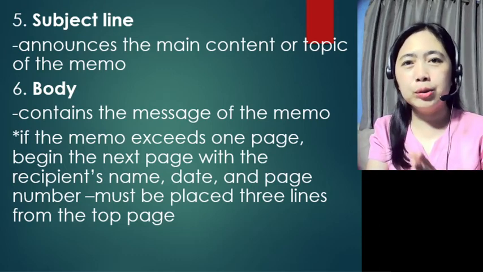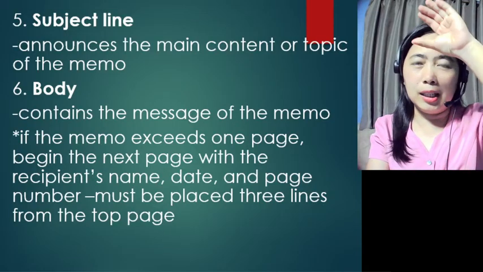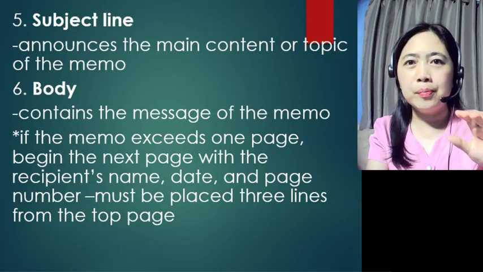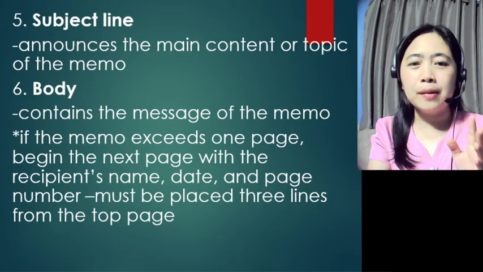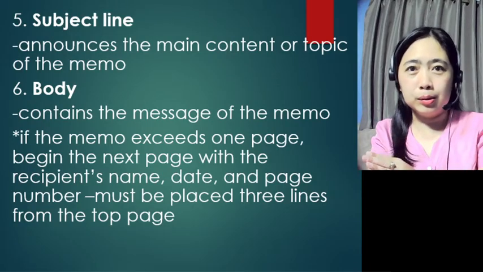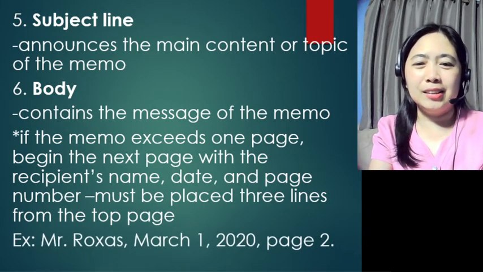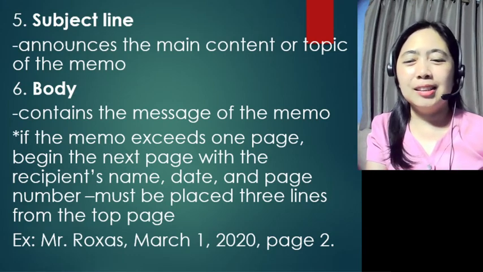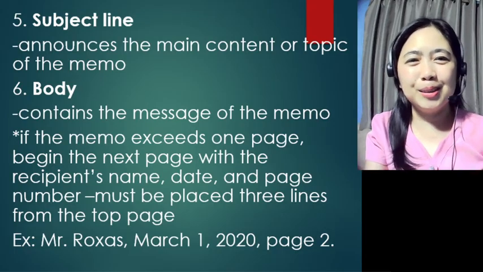If you have to write the second page, then you count 3 lines from the memo head, 1, 2, 3, and then you start the continuation with the recipient's name, date, and page number. So it must be placed 3 lines from the top of the page. Here, for example, Mr. Rojas, March 1, page 2. It's preferred to use page 2 instead of what I mentioned earlier, 2 of 2.